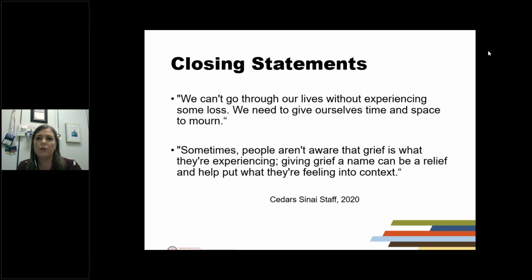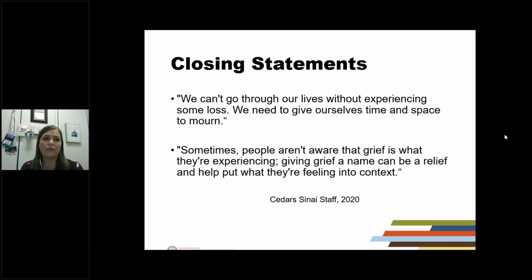Okay. As closing statements, I found these two when researching this article that was written by the Cedars-Sinai staff. You've seen that I've cited it or referred to it during the presentation. The first one says, we can't go through our lives without experiencing some loss. We need to give ourselves time and space to mourn. This is so true. Each and every one of us can experience loss in any way.